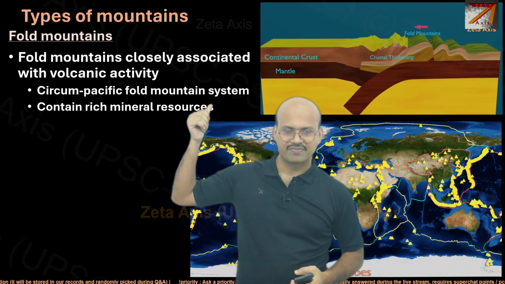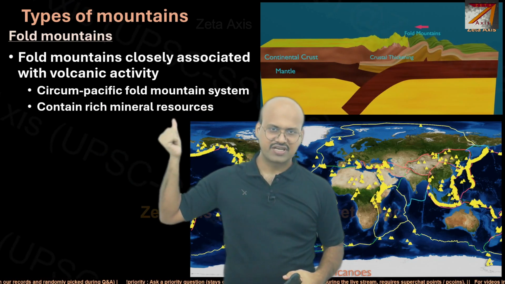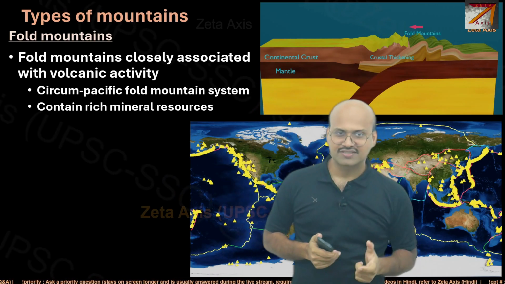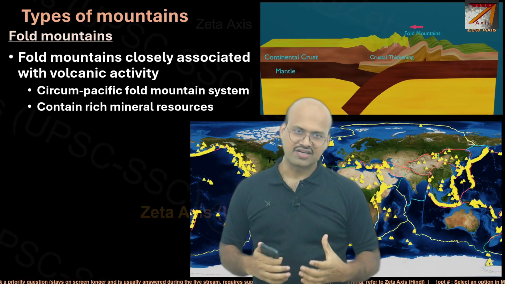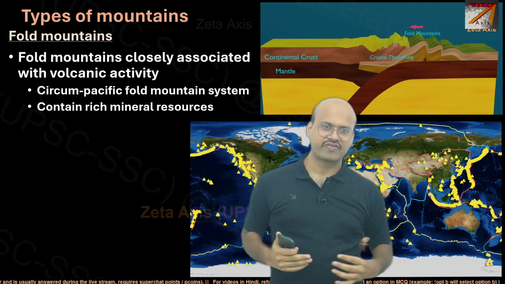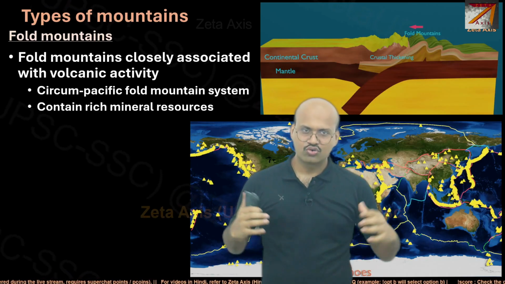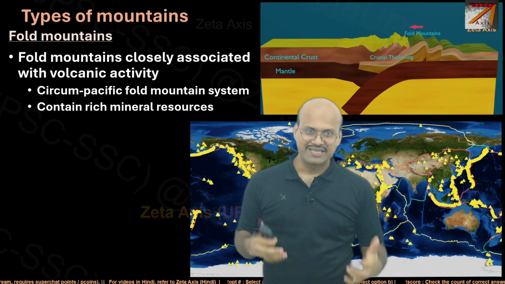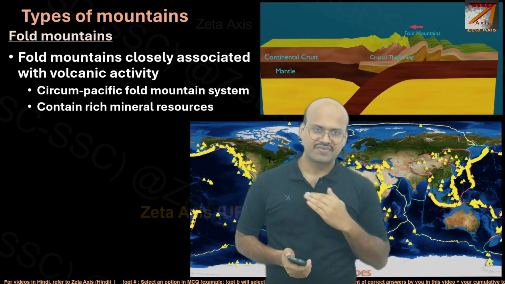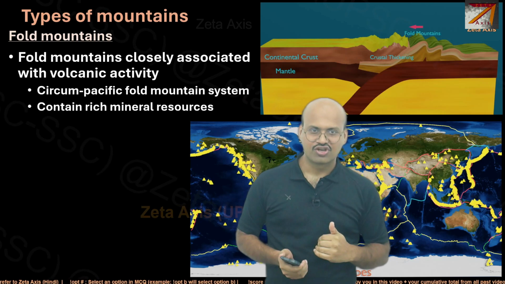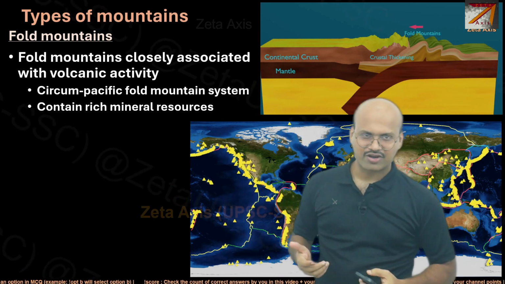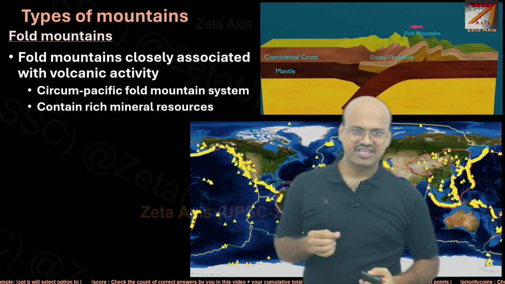The Circum-Pacific fold mountain system has a lot of volcanoes and contains rich mineral resources. You will see a lot of mineral resources, specifically in mountainous regions. They are mineral rich, like our Chota Nagpur plateau. The reason is that the deeper parts of the earth have heavier elements. During all these processes, deeper rocks come to the surface, and over time they are eroded, the surface is exposed, and we have access to these rocks. That is why mountains and plateaus generally have a very rich source of minerals.